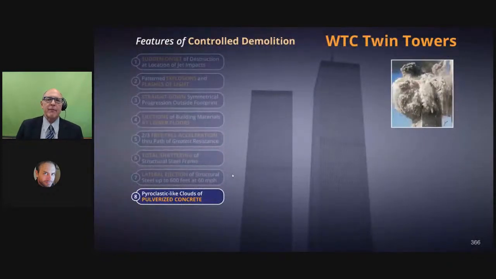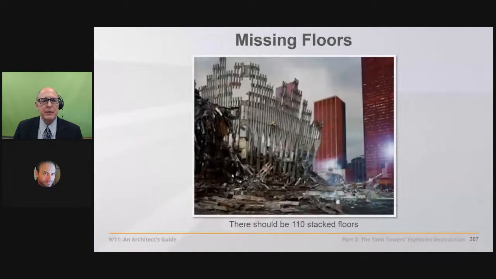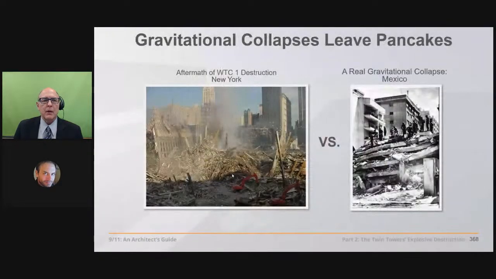Feature 8, do we have pulverized concrete? Well, we're missing some floors here. In a gravitational collapse, like in Mexico, we have pancakes. We expect to see the debris from the building down at the bottom, but we only have a 3 or 4 story pile of twisted steel at the World Trade Center. Where are the concrete floors? There was 110 of them, each of them an acre in size. We don't see 50 of them.